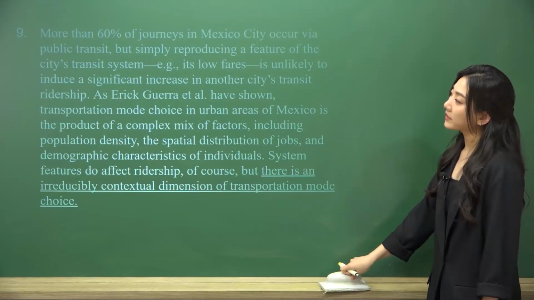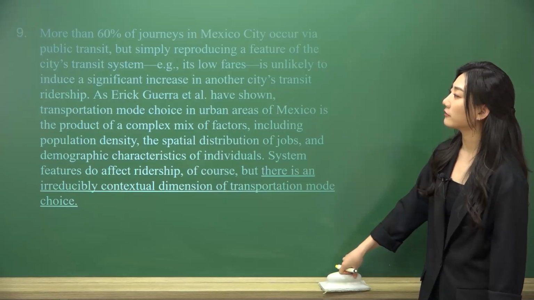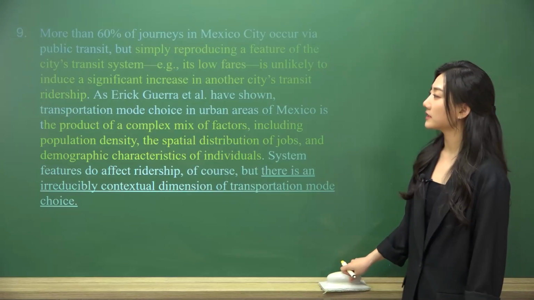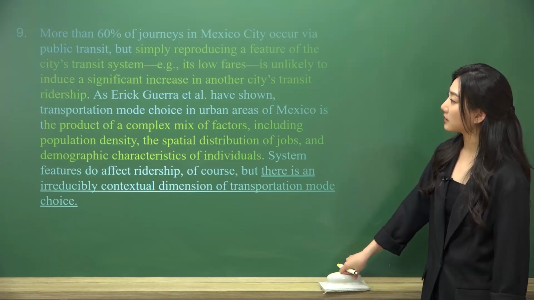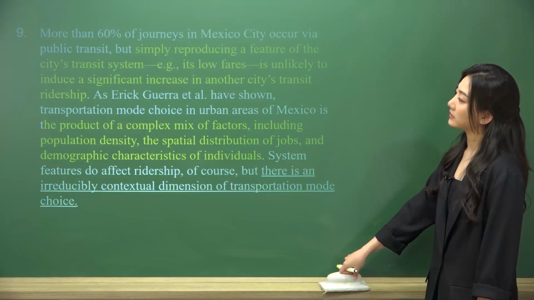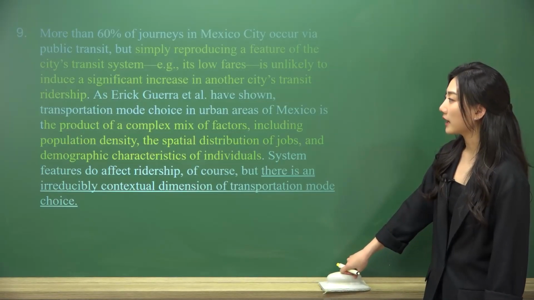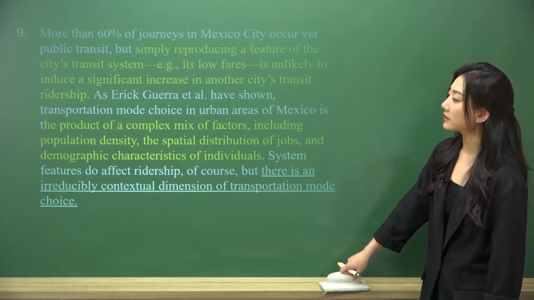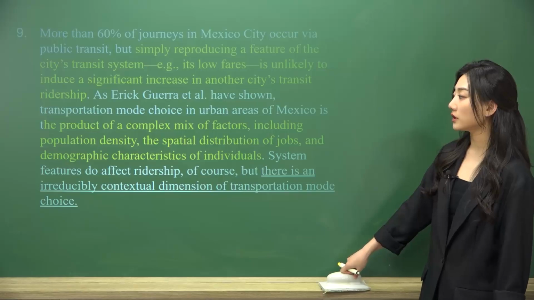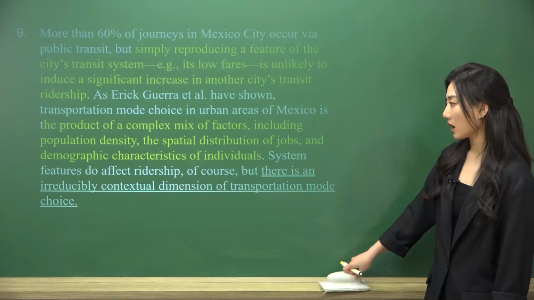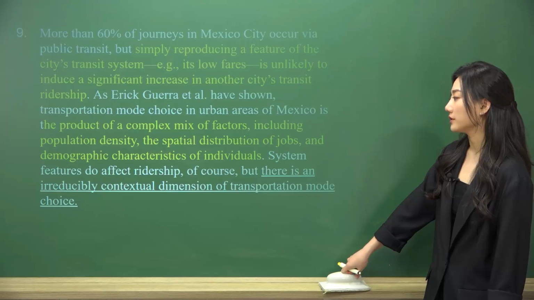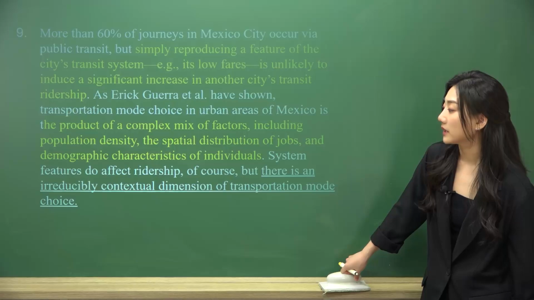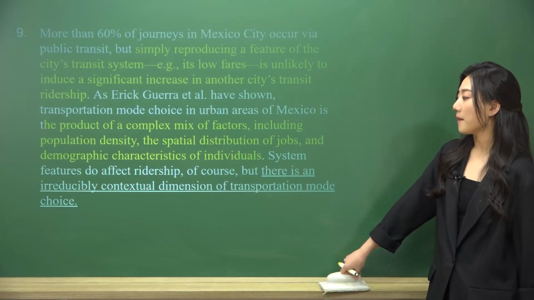Number 9. More than 60% of journeys in Mexico City occur via public transport. But simply reproducing a feature of the city's transit system, its low fares, is unlikely to induce a significant increase in another city's transit ridership. As Guerra et al. have shown, transportation mode choice in urban areas of Mexico is the product of a complex mix of factors including population density, the spatial distribution of jobs, and demographic characteristics of individuals. System features do affect ridership, of course, but there is an irreducibly contextual dimension of transportation mode choice.